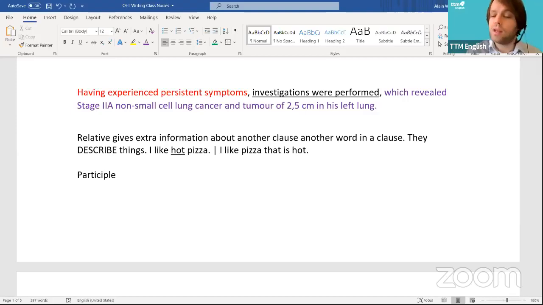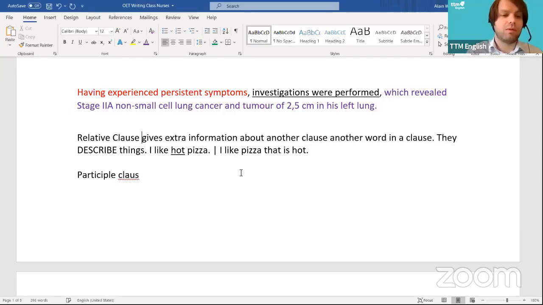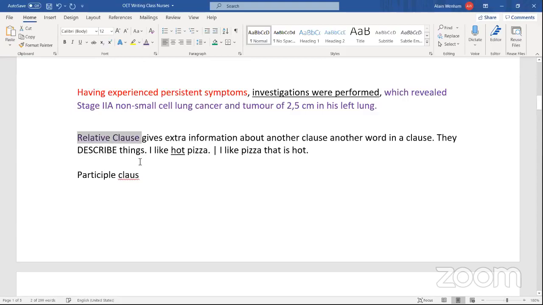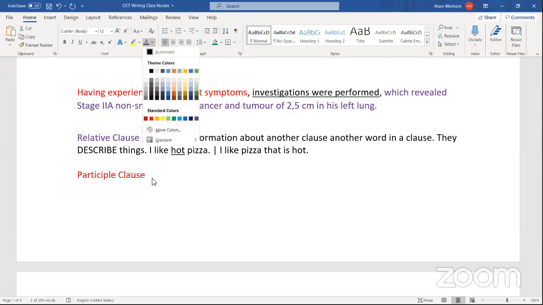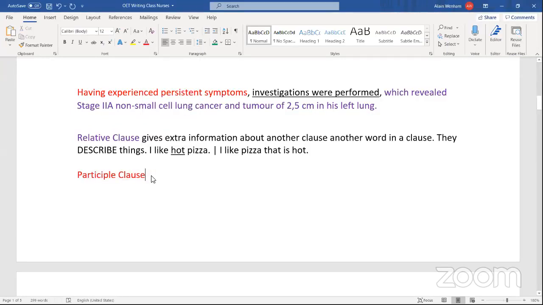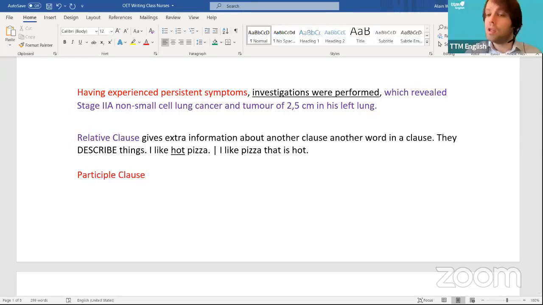Let me just ask someone else though. I'm going to ask someone in this class who I haven't spoken to, Emma. Emma, a participle clause, you can see it in red here. What does that do? Is it describing things? Not describing things. What does it do here? It's interesting, isn't it? Tell us something. Sets the scene. I like that. You're on the right track, whoever said that.